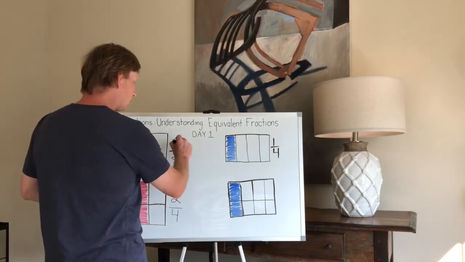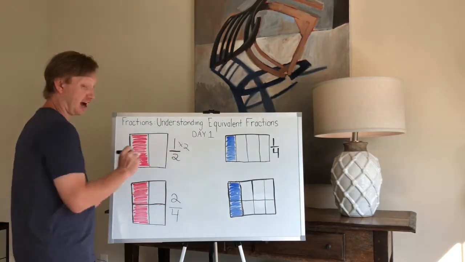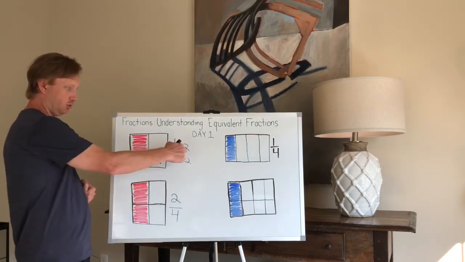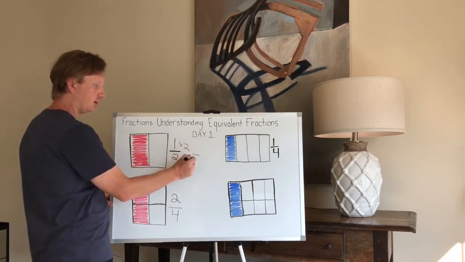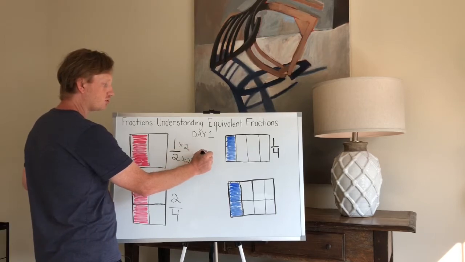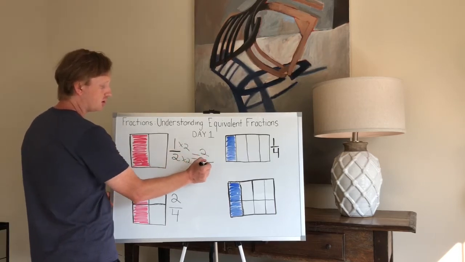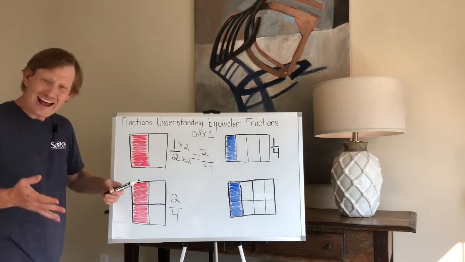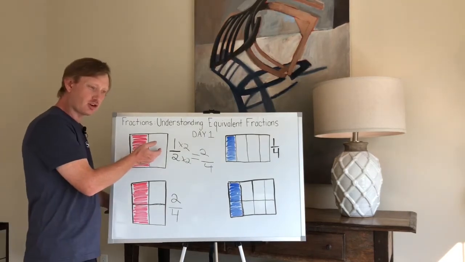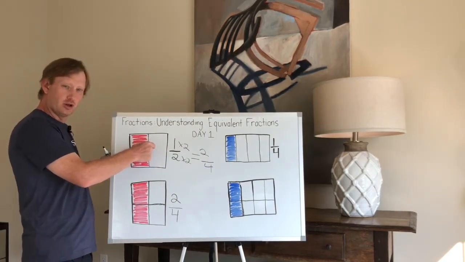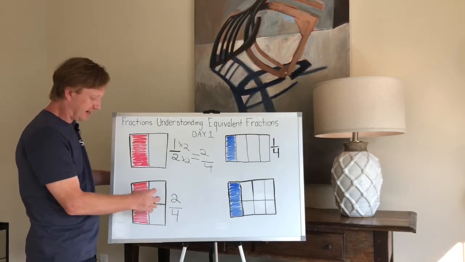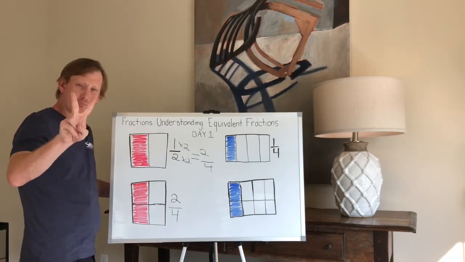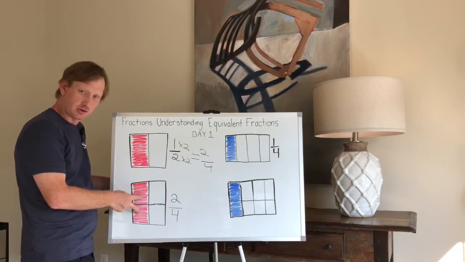If you multiply both the numerator, the top number, and the denominator, the bottom number, by 2, you're going to get 1 times 2 is 2, 2 times 2 is 4. You're going to get 2/4. And that should make sense, because when we drew our picture, we had 2 total, and we doubled it. We multiplied it by 2 to have 4 total. And we had 1 colored in, and we doubled it, multiplied it by 2 to have 2 colored in.